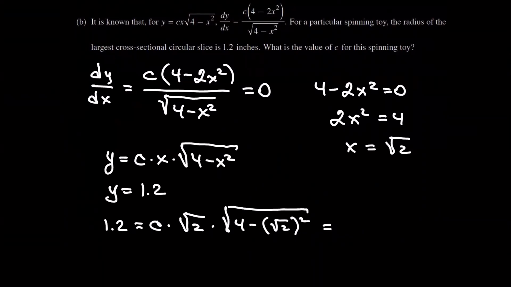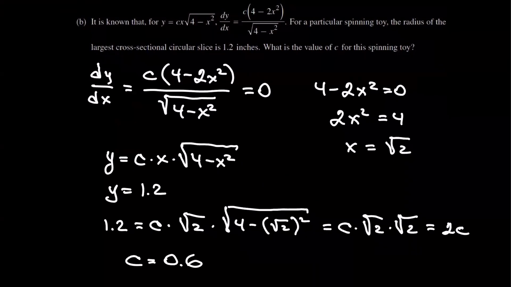which is equal to c times square root of 2 times, again, another square root of 2, which gives us 2c. So it turns out to be pretty simple that c is equal to 0.6. So the answer here is c equals 0.6. Let's move on to part C.